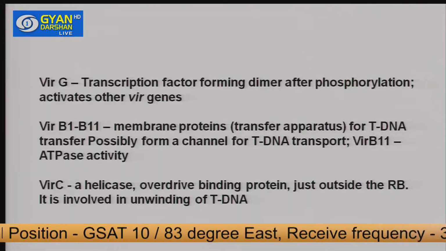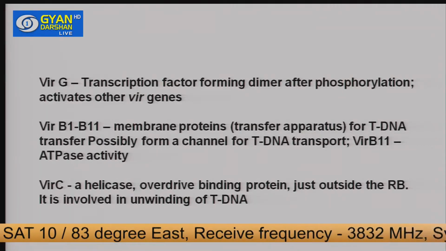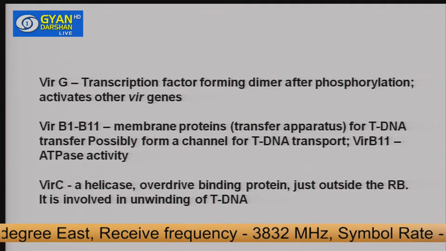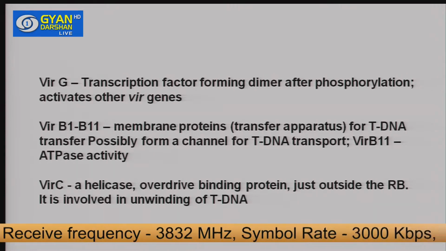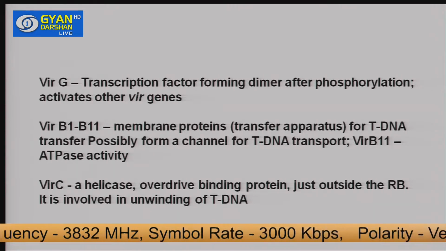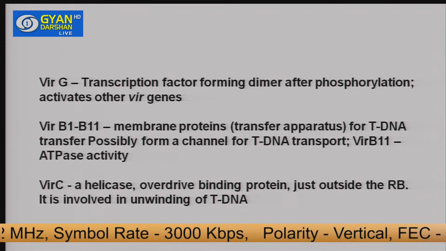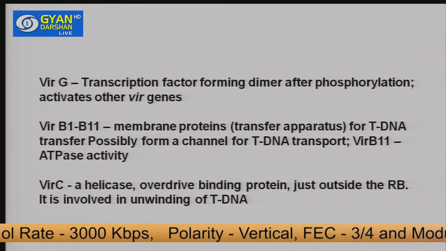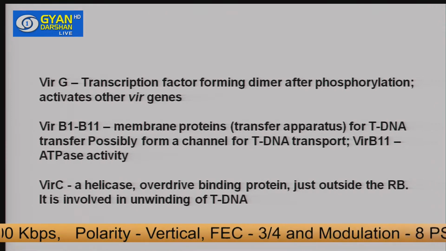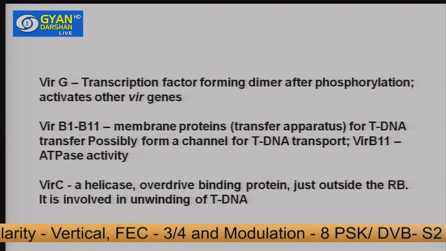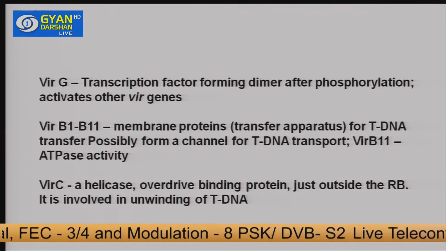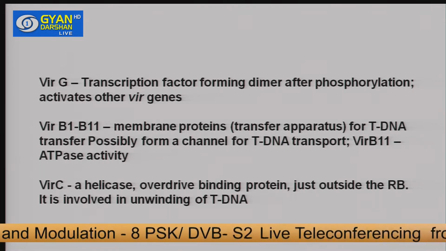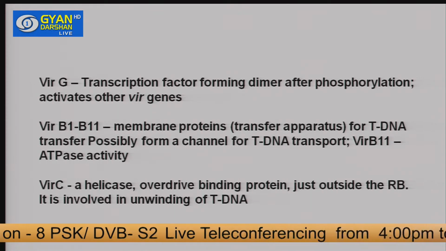Now, VirB1 to B11 are membrane proteins which help in the transfer process by acting as the transfer apparatus for the T-DNA transfer process, and they form a channel for the T-DNA transport. VirB11 has ATPase activity, because for this transfer process, a successful transfer process, it needs energy, and that energy comes from ATP hydrolysis, and VirB11 has an ATPase activity.